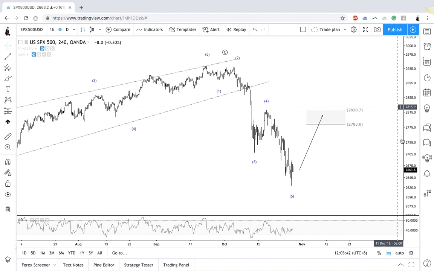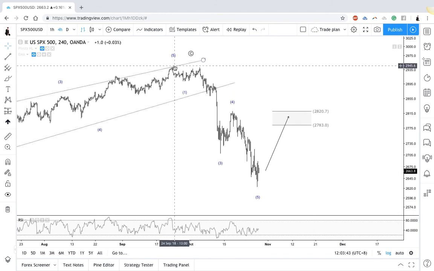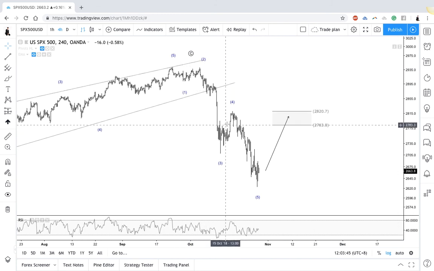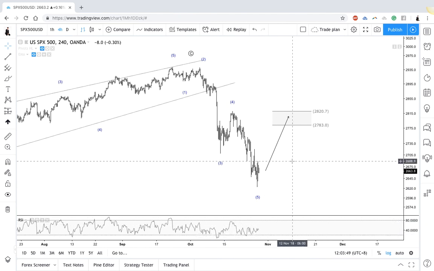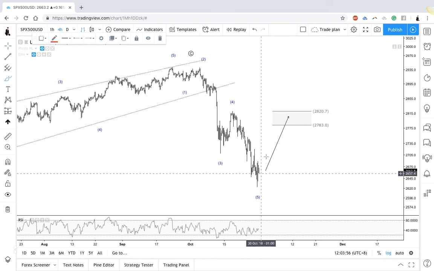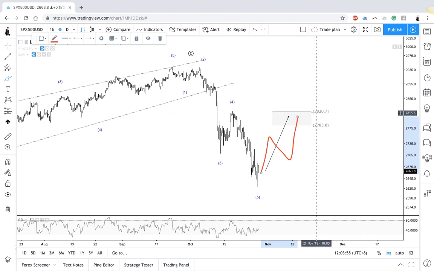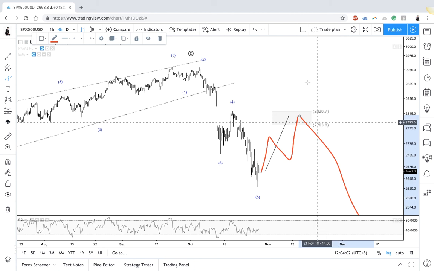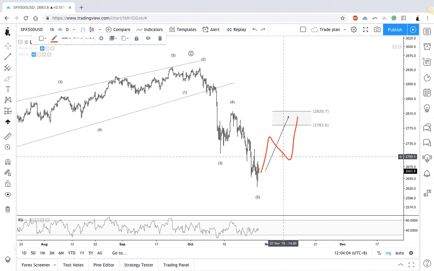Alright, we saw a 5-wave decline. Over here at this top 1, 2, 3, 4, 5, we have a divergence, and therefore this week we are expecting the US market, the S&P, to give us a 3-wave correction, potentially towards 2783, 2820. Right, and from there we might see another drop. Right, but at least for this week we are expecting the correction of the S&P to happen.